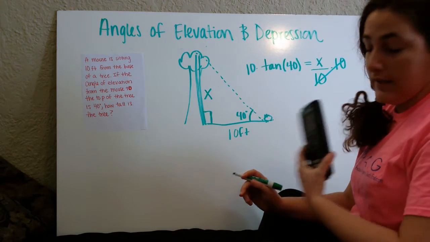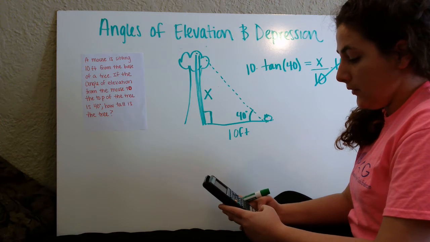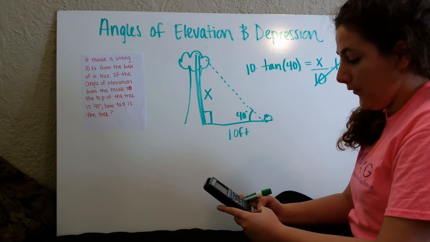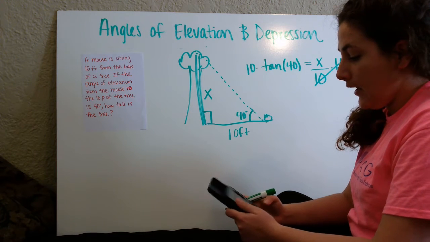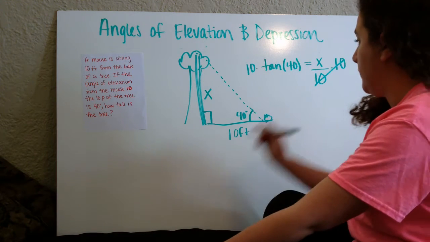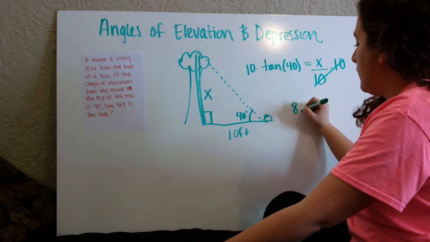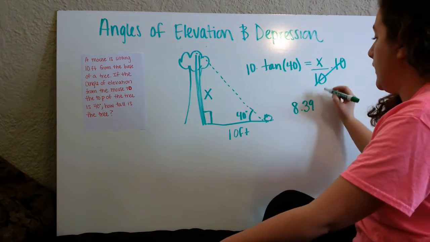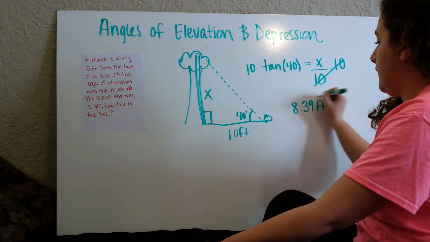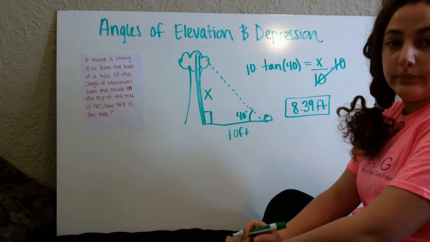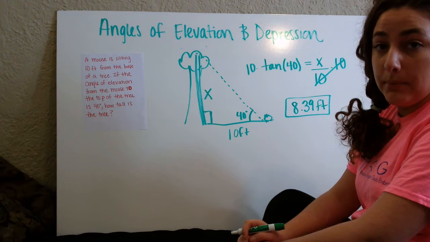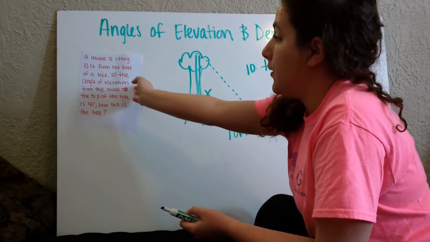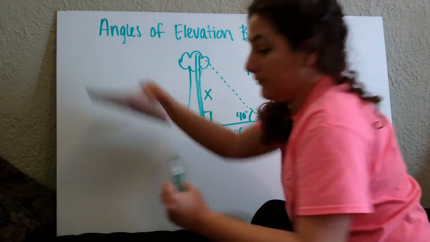And then in our handy dandy calculators, we're going to do 10 times tangent of 40. And I get 8.39 whenever I round. So that means that this tree right here is 8.39 feet. So this is an example of an angle of elevation. Now let's try an example of an angle of depression.